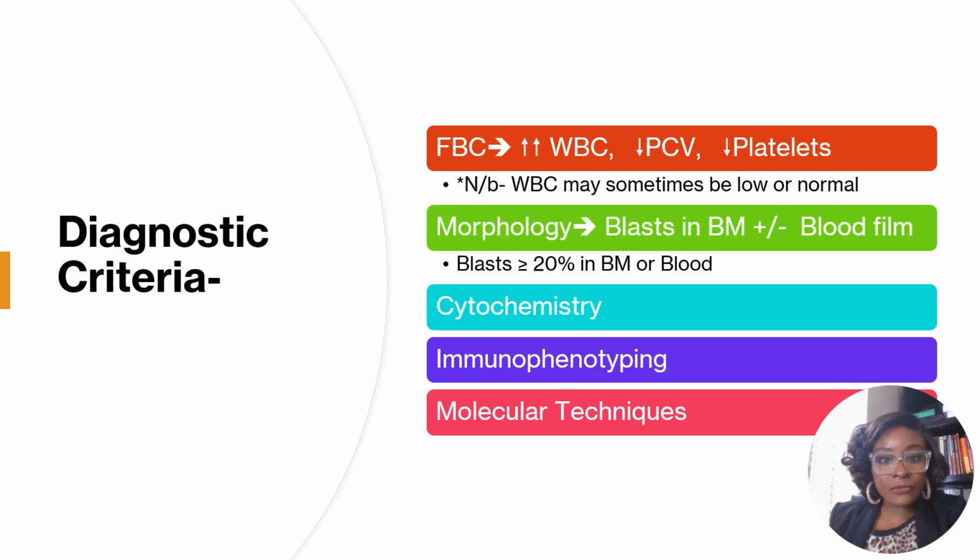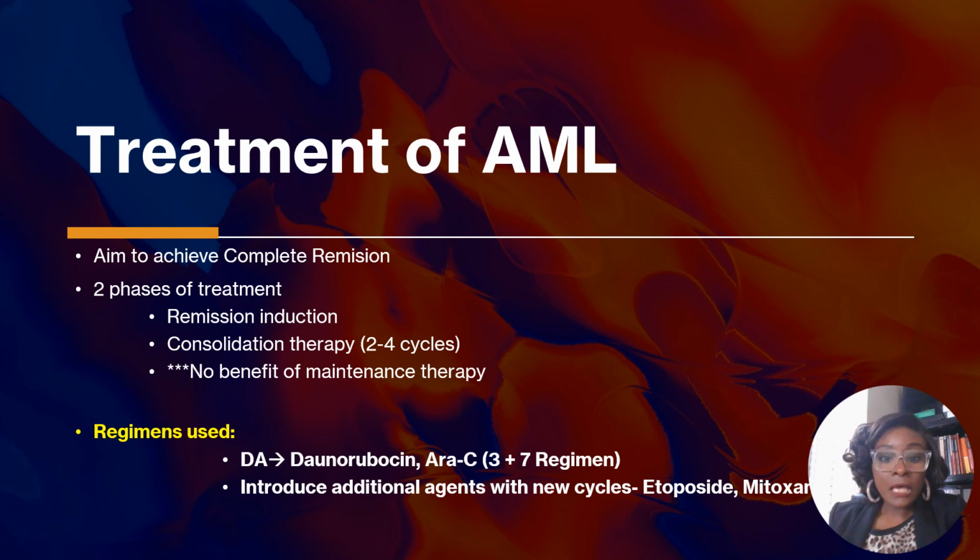How do we make a diagnosis? For us to make a diagnosis, there has to be a blast count of 20% and above, either in the peripheral blood and/or bone marrow. There are other diagnostic tests that can be done, including cytogenetics and immunophenotyping. And then how do we treat these patients? The major chemotherapy regimen that is used is the use of DA, daunorubicin and Ara-C.